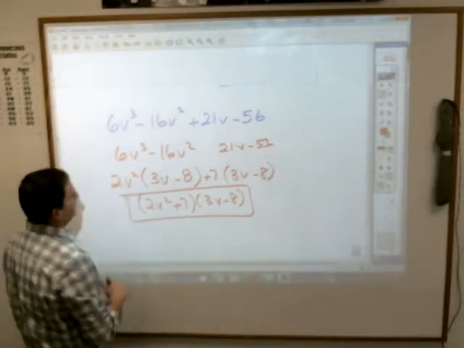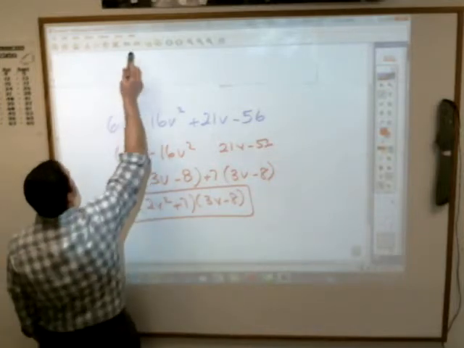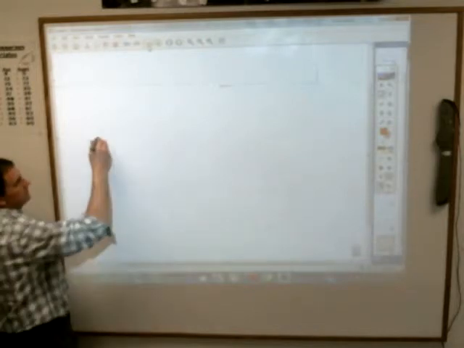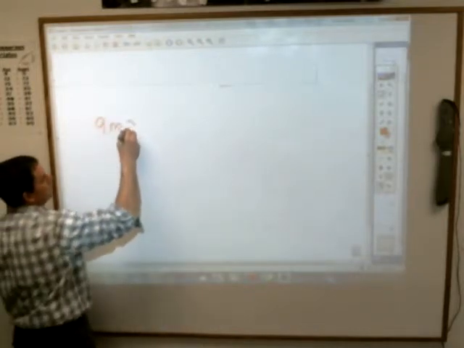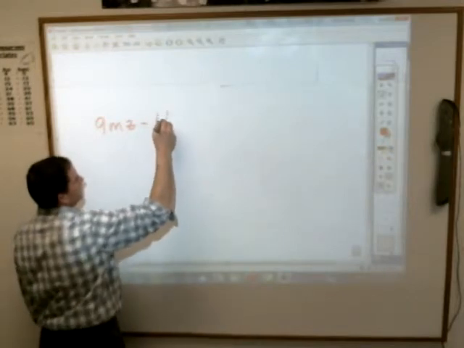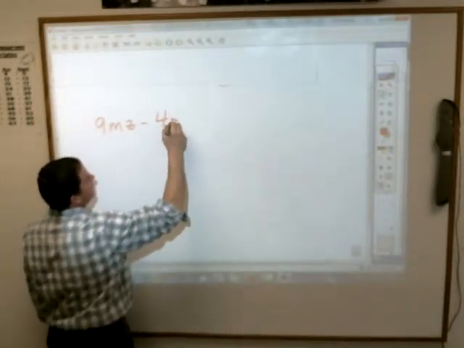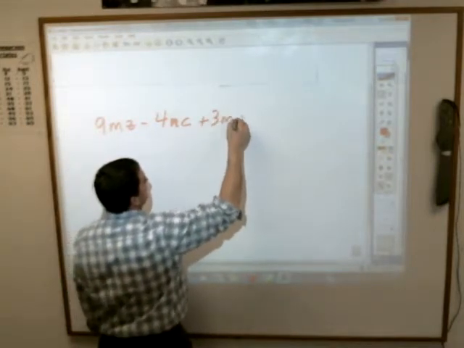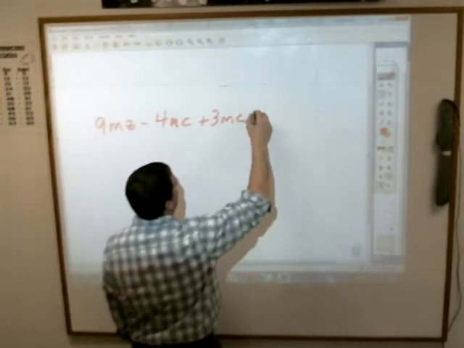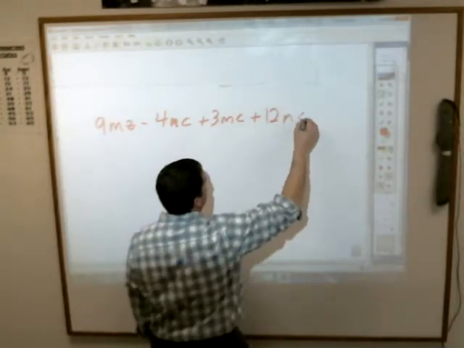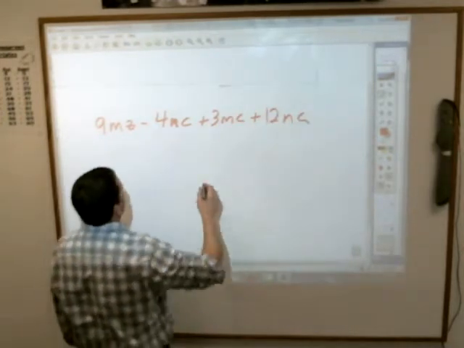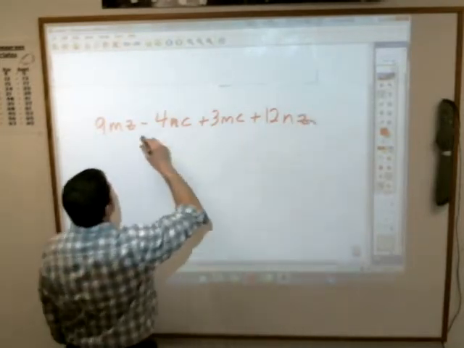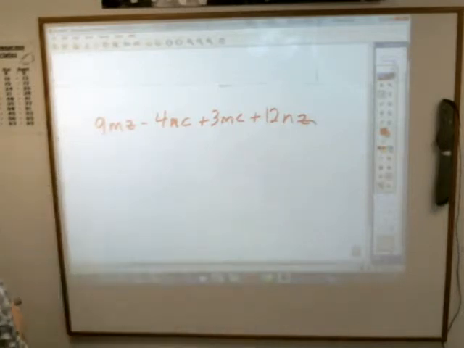And then pick a hard one for me. 26. 26, read it out for me. 9mz minus 4nc plus 3mc minus 12nz. And Z? Yes, Z. Were there other Z's? No, just the last one.